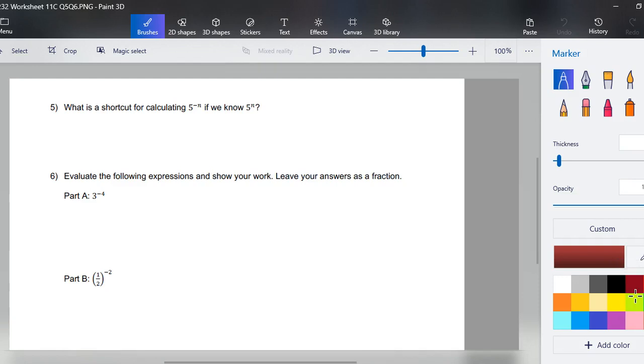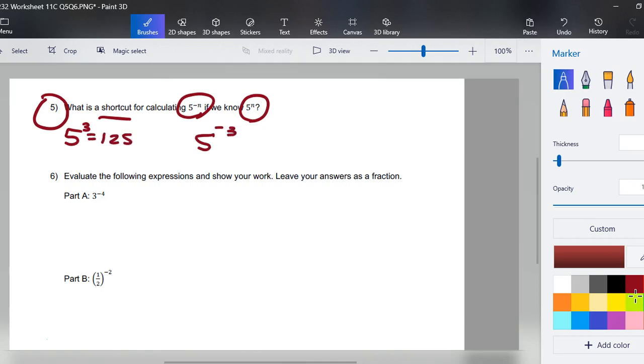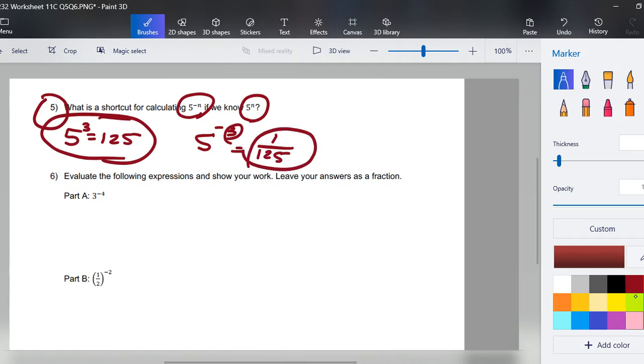Looking at our chart that we just completed and playing around just a little bit more with these negative exponents, question 5 asks, what is a shortcut for calculating 5 to the negative anything if we know what 5 to that anything is? Looking back at 5 cubed and 5 to the negative 3, this was 125, and this ended up being 1 over 125. So a shortcut, if you know this one, write its reciprocal, because then 5 to the negative n that you're looking for is going to be its reciprocal.